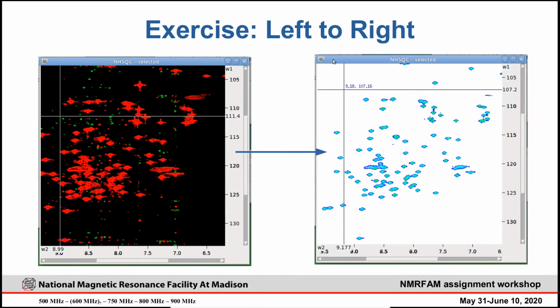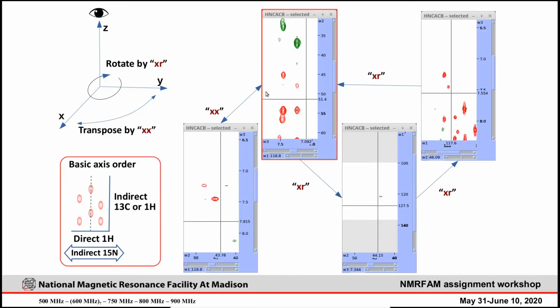So once you finish this exercise, let's move on. This is just the concept of the 3D data. Actually, you can change the dimension that you visualize the data. We are dealing with NHSQC at the moment, so we see dimensions 1 and 2. We don't have 3.